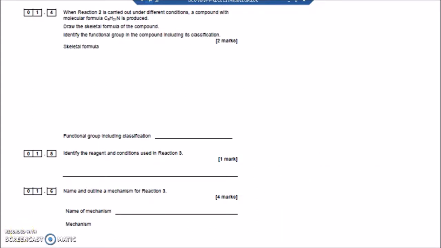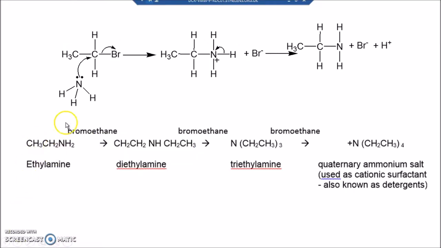Before we can answer question 15, we need to just check our understanding. When I have a nucleophile like ammonia with a lone pair on it, it's a lone pair donor, it attacks the delta plus on the C of a polar bond.